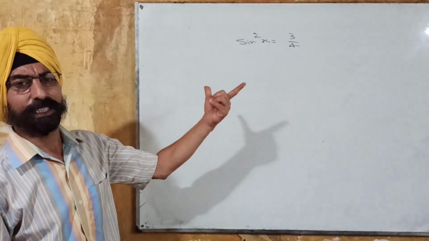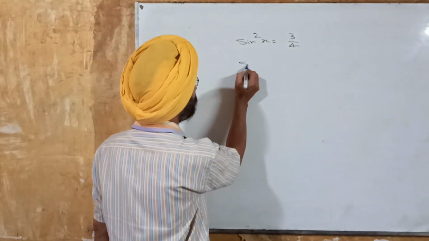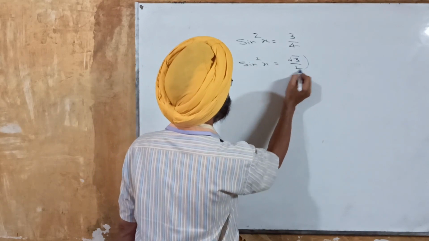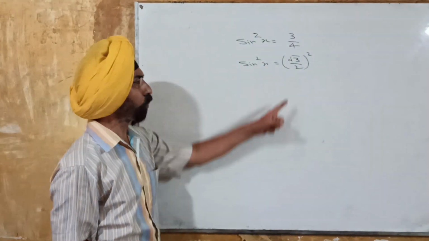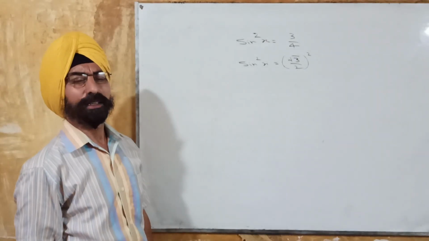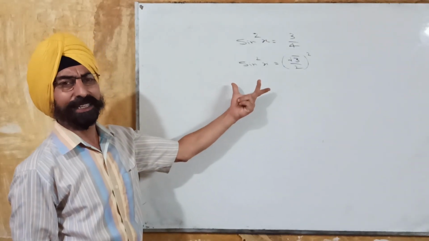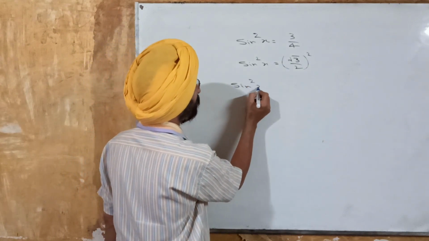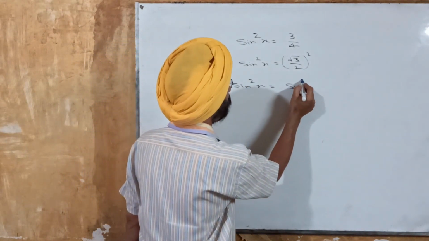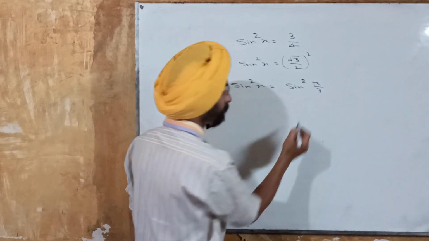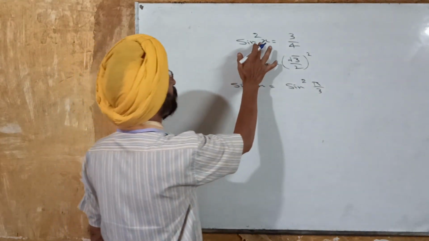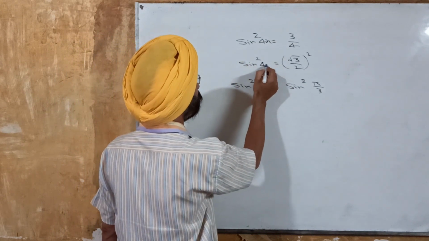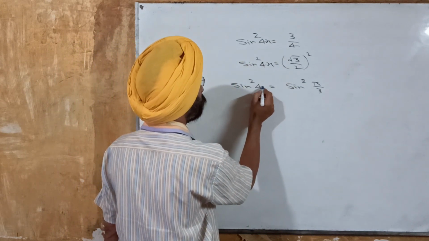So this type of equation, how to solve? You can write it as sine square x is equal to root 3 by 2 whole square. And now root 3 by 2 is the value of the function sine at the angle pi by 3. So you can write sine square x is equal to sine square pi by 3. To make it a little bit complicated, you can take here sine square 4x. So you will get sine square 4x.